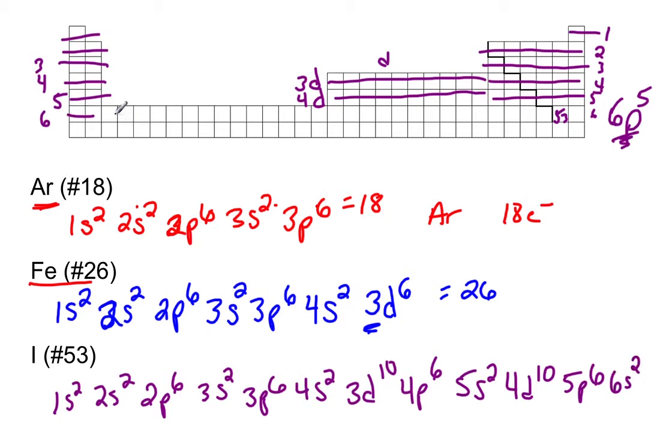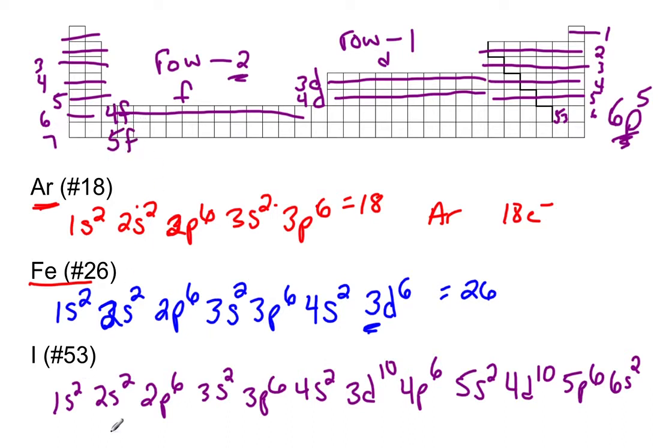Then look at what happens. I'm in the F block. This is the F, 1 through 14. Now F's are always 2 behind, so it's the row or the period minus 2. D's are the row or the period minus 1. F's are 2 behind, so subtract 2. So if I'm in the sixth row, this is 4F. If I'm in the seventh row, this is 5F. 7 minus 2 is 5. So after 6s2, I hit 4f14. All of these guys are filled.